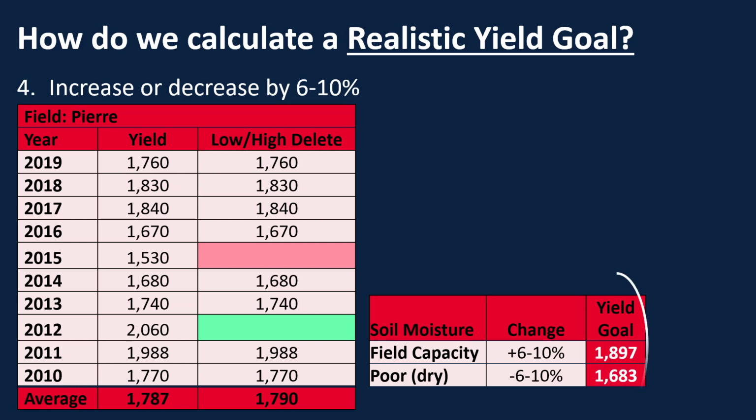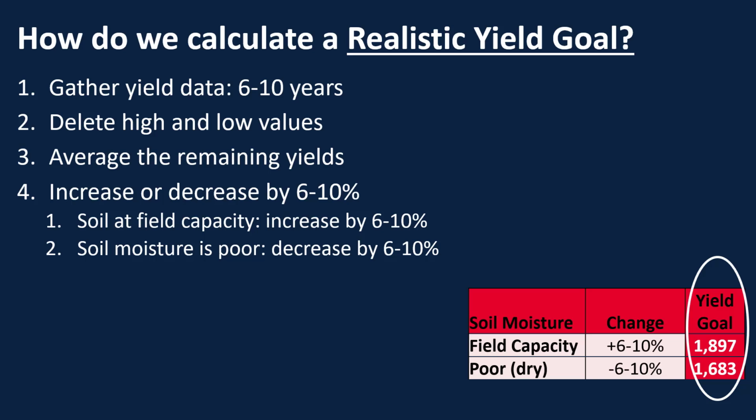And if we did each of those, this is what those numbers look like right here. So overall, if we increase it, it'd be about 1,800 pounds per acre. If we decrease it, it'd be around 1,600 pounds per acre. That would be our yield goal for that time. So here's a quick synopsis of these 4 steps. We're going to gather that data. We're going to delete the high and low values. We're going to average those remaining yields. And we're going to increase it or decrease it by 6 to 10%.